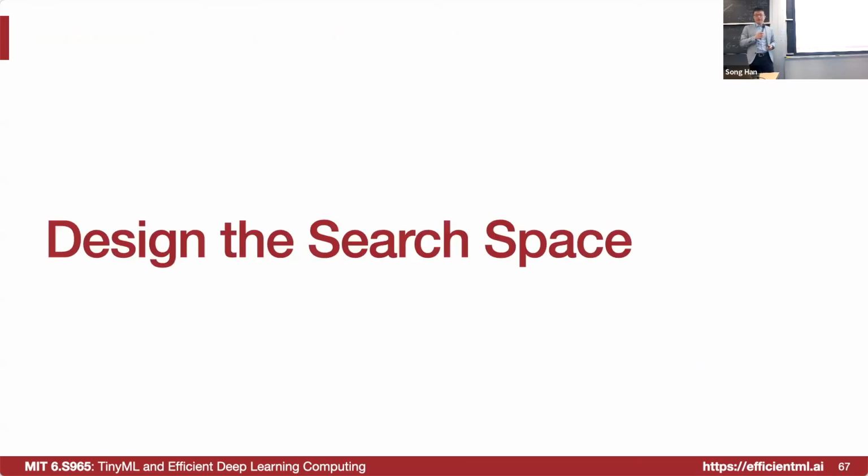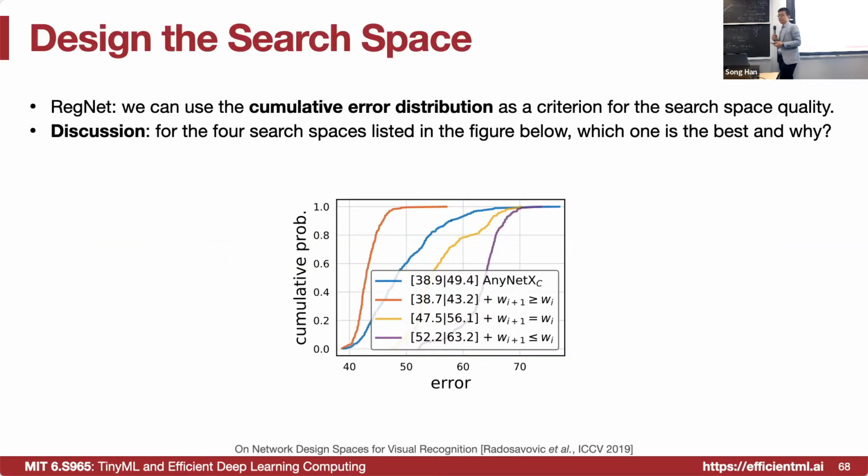All right, so the next topic is how do we design the design space? There are several heuristics to find a better design space. First, narrow down the design space before you do neural architecture search. It's just like trying to find someone in a big forest: you first want to narrow down the search space to focus. A common approach, introduced in the paper called RegNet, is using the cumulative error distribution as a criterion for the search space quality.